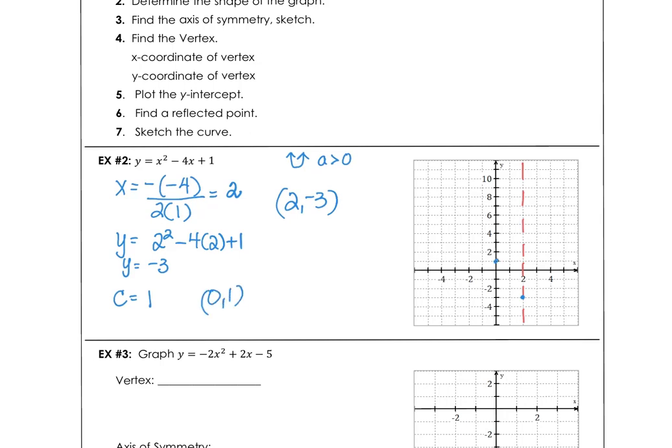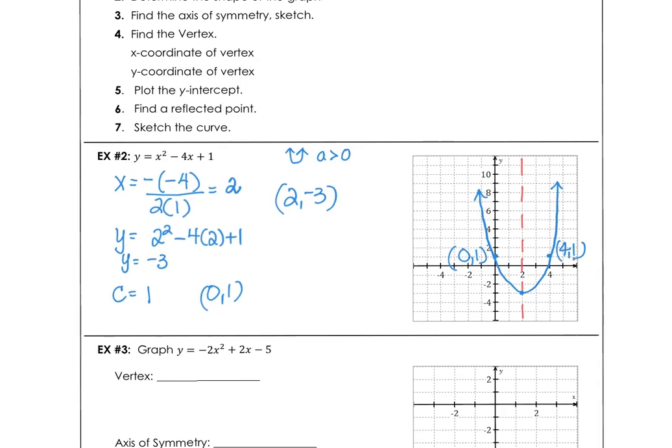And if we reflect that point, it's 2 units away from the axis of symmetry. So if we go 2 units to the right, then we can reflect that point. And 4, 1 is also a point on our parabola. And then we have enough to sketch our parabola. So we have a nice smooth curve like such, using those 7 steps.